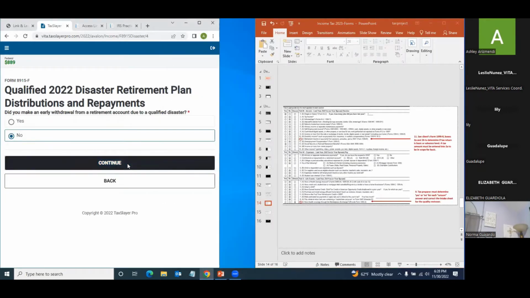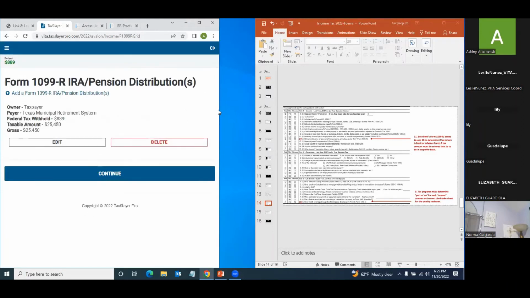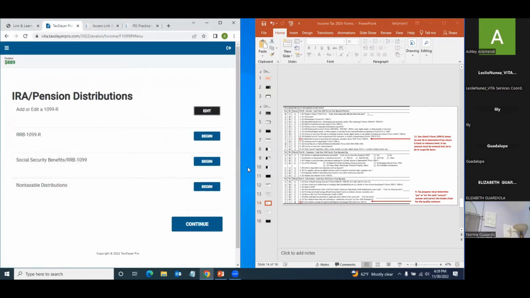So we'll continue, especially if they don't volunteer that information, we cannot put it in just because we're assuming. So in this case, we put no. Okay, and then you'll continue. All right. Okay, and then you push continue.